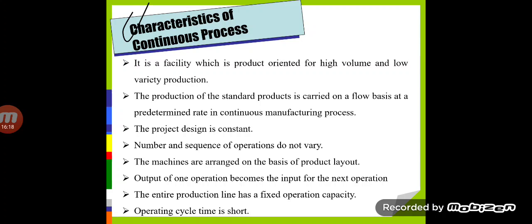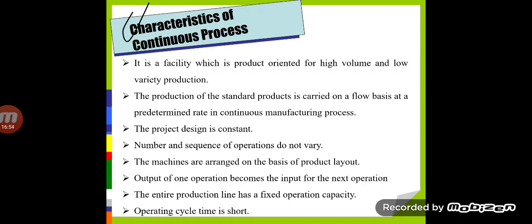So the number and sequences of operations do not vary. The machines are arranged on the basis of product layout. Yes, on the basis of product layout they are arranging the machineries. The output of one operation becomes the input for the next operation, like whatever point we have discussed in the first lecture of production and operation management. Like first machine's output is the input for the second machine, the second machine's output is the input for the third machine, and so on. So the output of one operation becomes the input for the next operation.